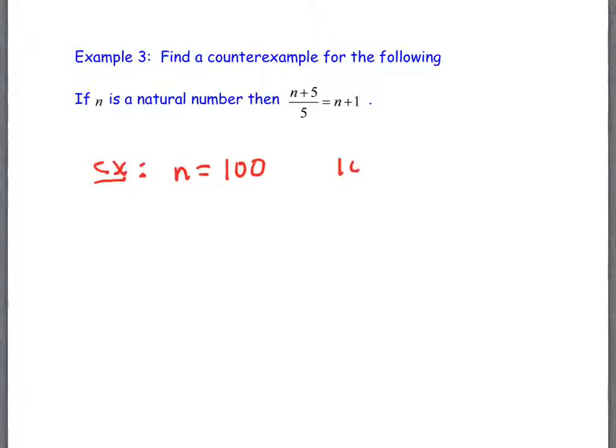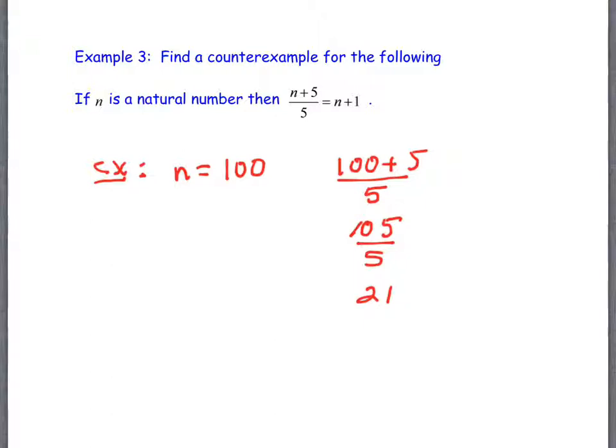So we're going to put this 100 in right here, right? So the n becomes 100, so I have 100 plus 5 over 5. Now I'm not trying to put it into the right-hand side. We're just doing the two sides separately. So I'm testing the left-hand side, which would then be 100 plus 5 over 5. So what is 100 plus 5? 105. And what is that divided by 5? 21. So far so good?